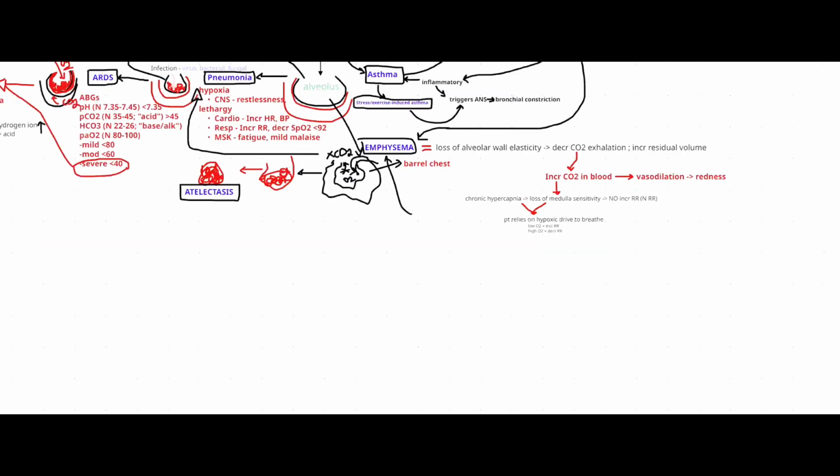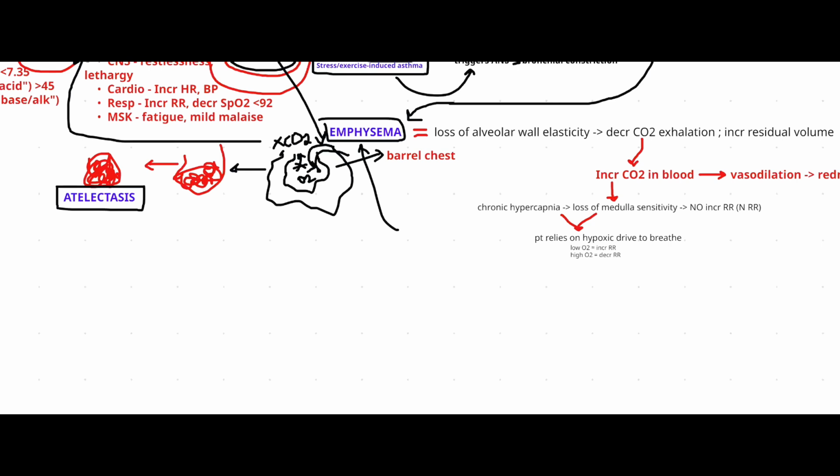Anybody know what it is? It's a deficiency in alpha-1 antitrypsin. So a deficiency in alpha-1 antitrypsin is going to cause a decrease in what? Surfactant. Yeah, and that's what I was missing here, that I wanted to put on there. So there's going to be a decreased surfactant, and that is what causes the loss of elasticity.